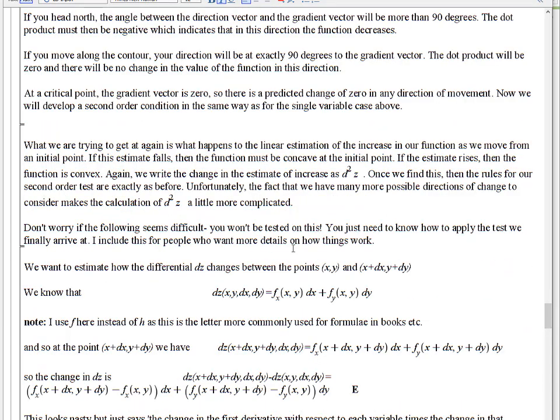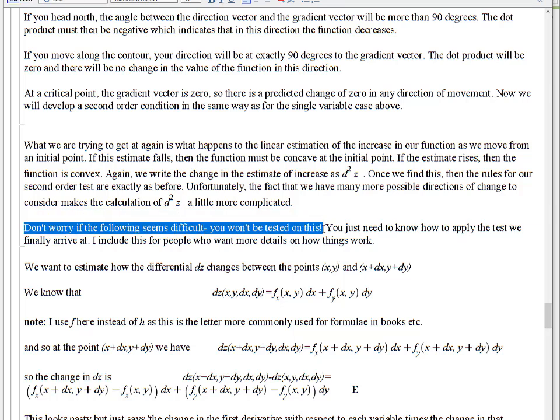What you're trying to get at is, what happens to those estimates as they move away from an initial point? If the estimate is falling, then it means it's concave in that direction. If it rises, it's convex. And we want to find a point where it's either convex in all directions or concave in all directions. So d2z is the way that the predicted changes are changing themselves. Unfortunately, there are many different directions to go in, so it's complicated. So really, just take that in. Don't worry about this part.